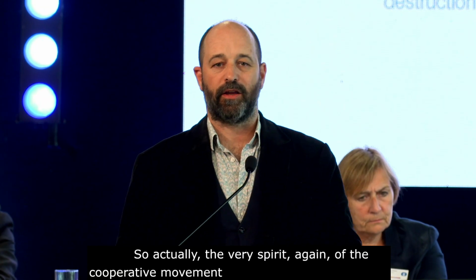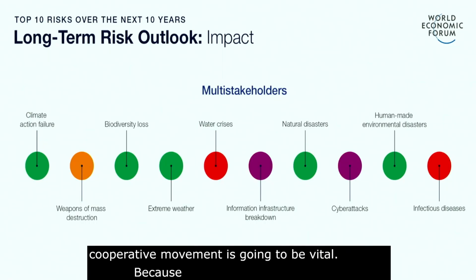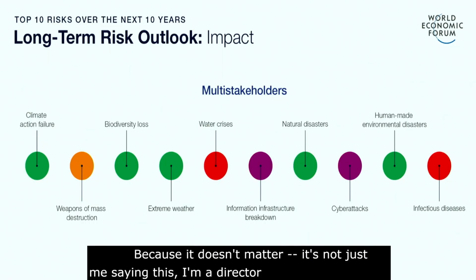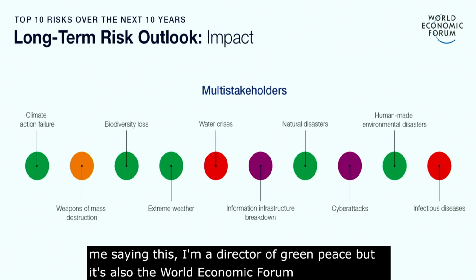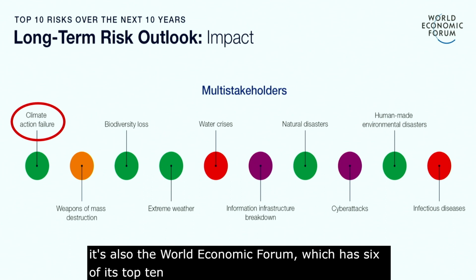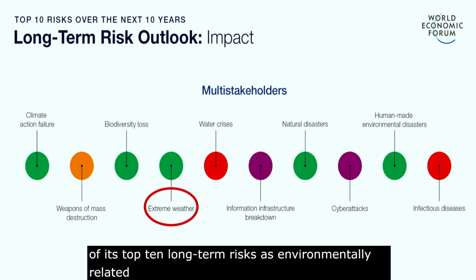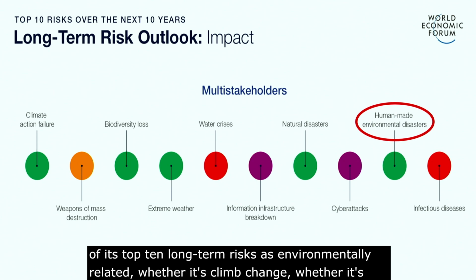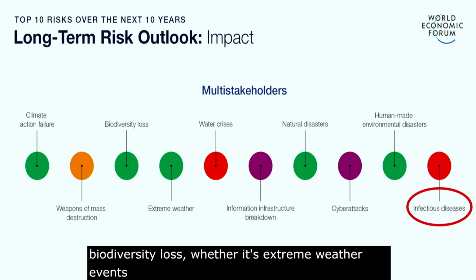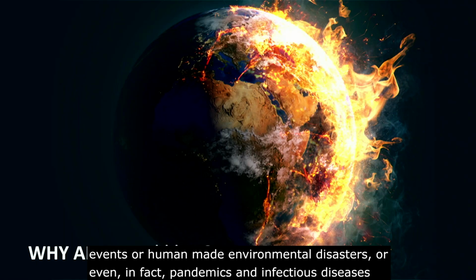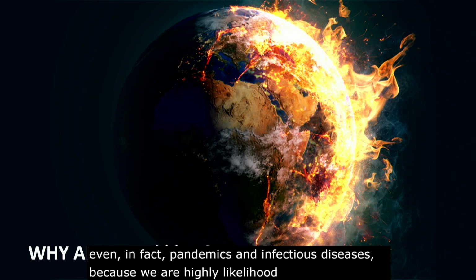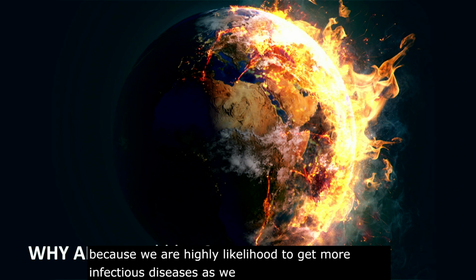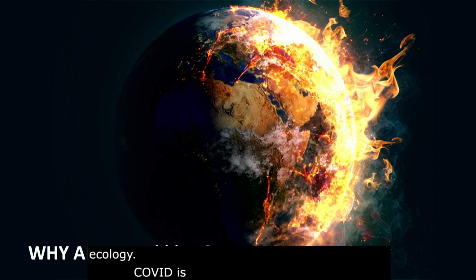Because it's not just me saying this, I'm a director of Greenpeace, but it's also the World Economic Forum, which has 6 of its top 10 long-term risks as environmentally related, whether it's climate change, biodiversity loss, extreme weather events, or human-made environmental disasters, or even, in fact, pandemics and infectious diseases. Because we are highly likely to get more infectious diseases as we put more pressure on ecology. COVID is a zoonotic disease which has jumped from animals to humans, as was HIV, Ebola, Zika virus. All of these are zoonotic viruses.